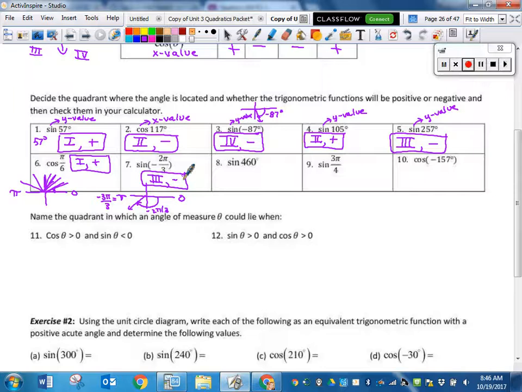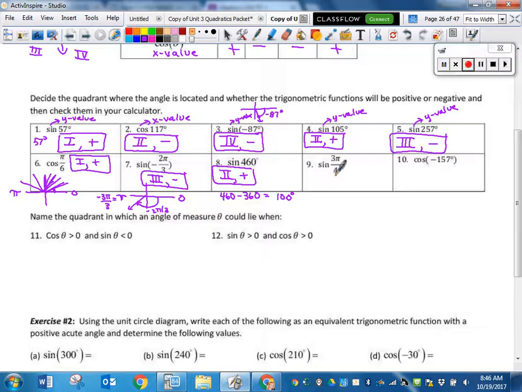460, what does 460 say? It says I'm going all the way around. If I take 460 and get rid of 360, that would be coterminal with 100. In other words, it would end in the same place as 100 does, and I know 100 pretty easily. That's quadrant 2, and it's my y value, so it's going to be positive.